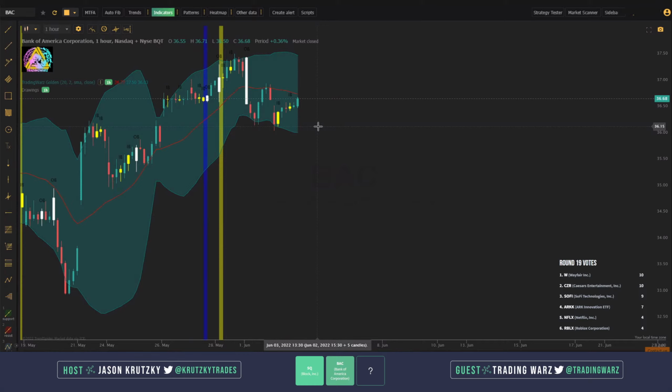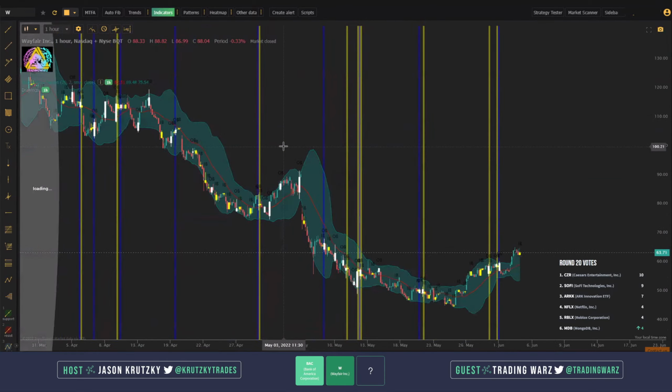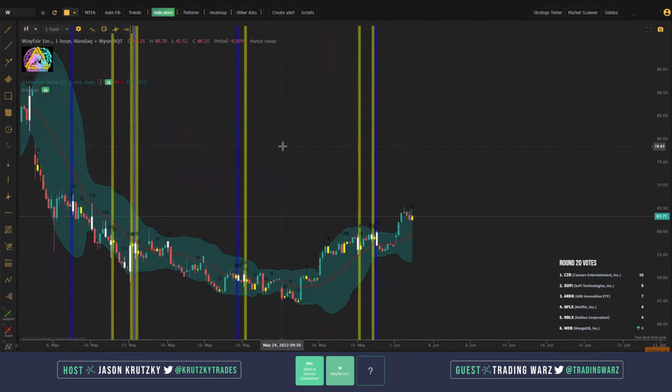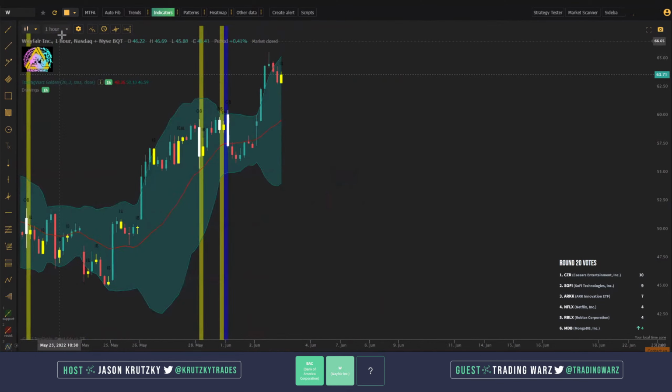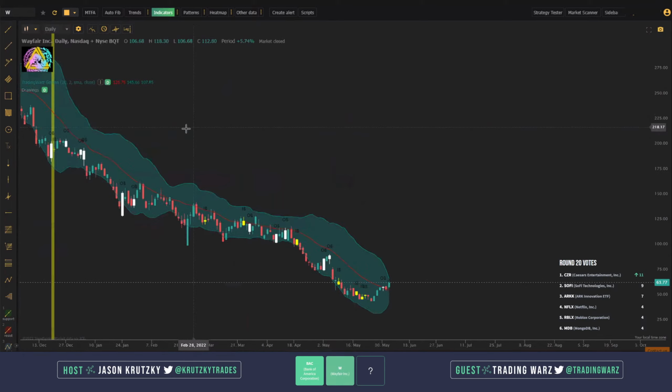Last one here. W, Wayfair. I don't even know what this is. I've never traded this. They make furniture. It's like a direct-to-your-house furniture type place. No stores. I don't think they have stores.